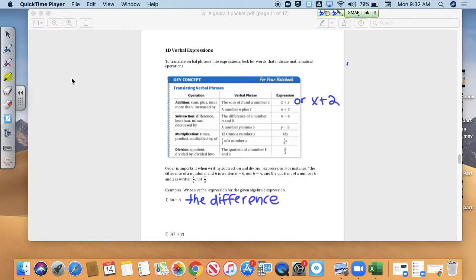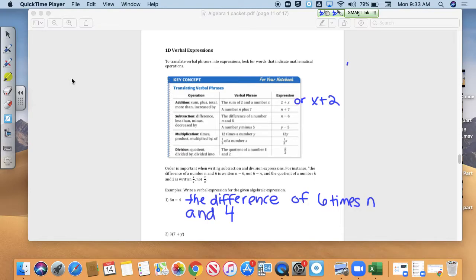so the difference of, and then I would write the first term first. Well, the first term is 6 times n, and the second term is 4. So the difference of 6 times n and 4 would be an example of that. But you might have a different example that represents that same exact expression.